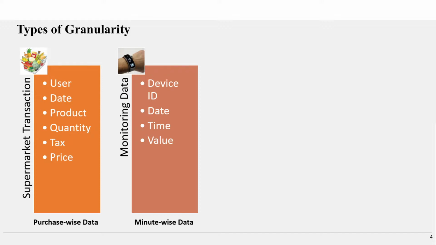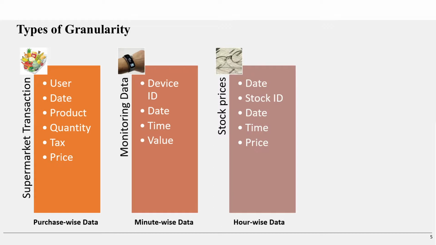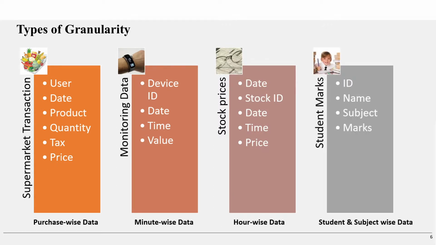It could be at product level for a supermarket data, or it could be at minute level for a wearable device, whereas for stock market prices, data might be at daily level. In the education field, data might be at student or subject level. It is very important to understand the granularity of the data, because for many questions that we try to solve or plot in a visual, we need to pick the appropriate level of data.